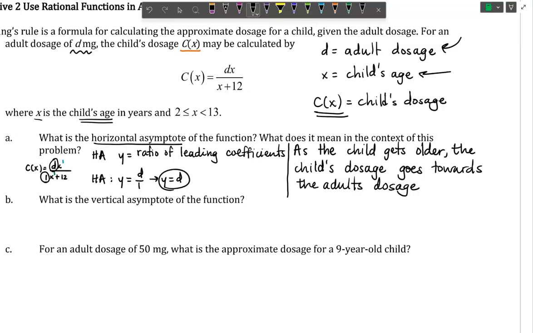Part B is asking us for the vertical asymptote of this function. This function is already written in simple terms. There's nothing that can cancel out. So to find the vertical asymptote, I'm simply going to take the denominator of x + 12 and set it equal to 0 and get that the vertical asymptote is the line x = -12.